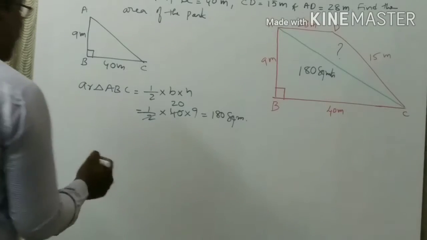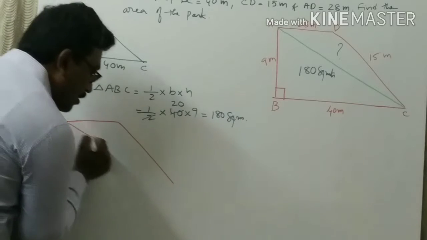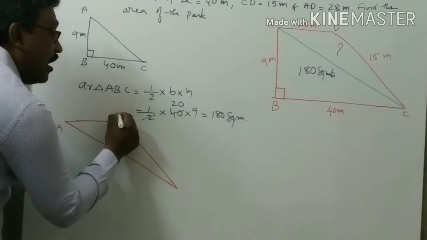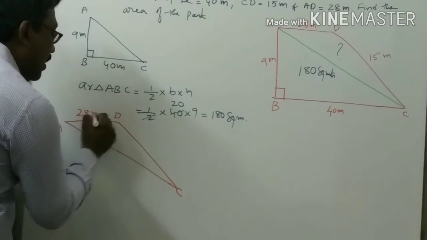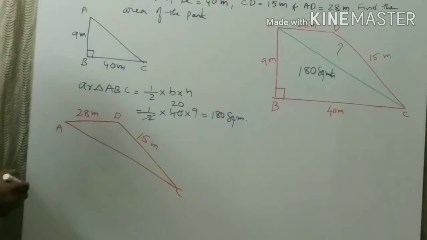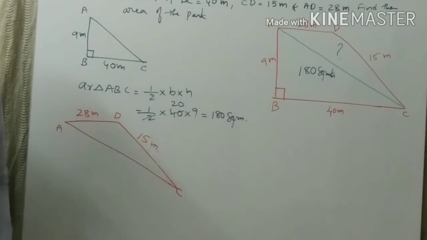Now to find that area, I am taking the triangle like this. The same pattern I followed. A, D, C. This is 28 meters. This is 15 meters. Okay, it is not 90 degrees to write half base into height, because this is not a right angle triangle, because it is not given in the question. How to find it? You should use Heron's formula here.